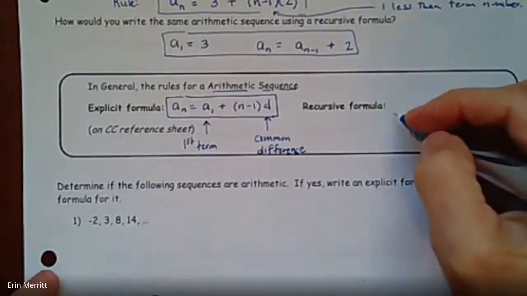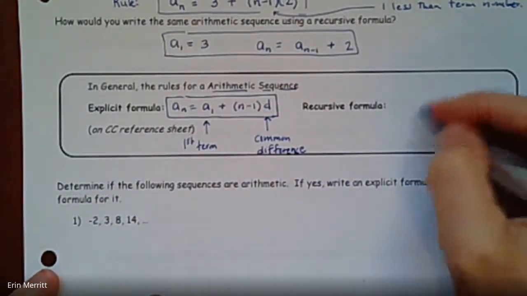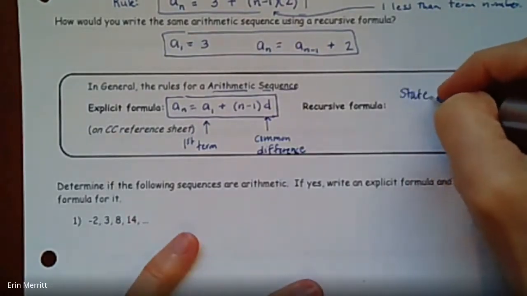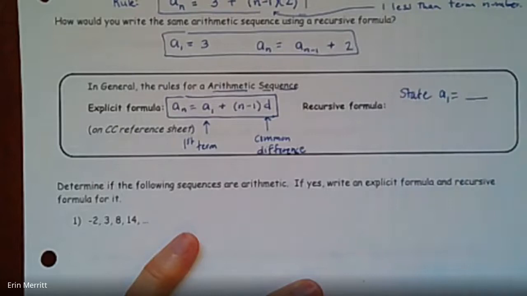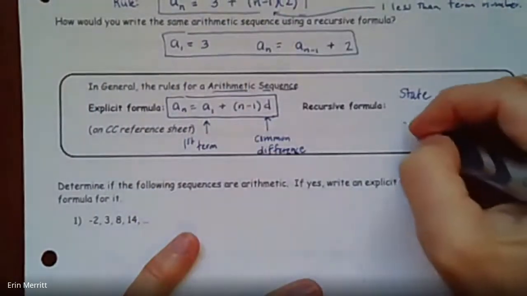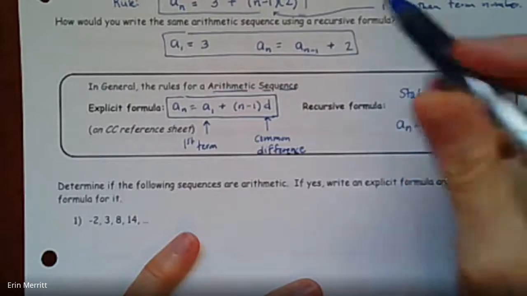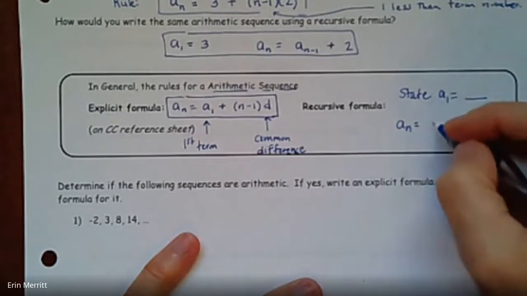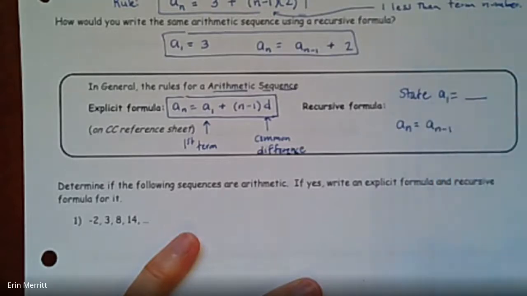In terms of a recursive formula, this is not really something I want you to memorize. I just want you to understand that we would state the first term. So you'd tell me like, hey, here's a sub 1. You know, it's 5 or 3 or whatever number it is. And then if all you're doing is adding to get from one term to the next, you would always say, take the term before it. So that's a sub n minus 1. And then add whatever that common difference is to it.